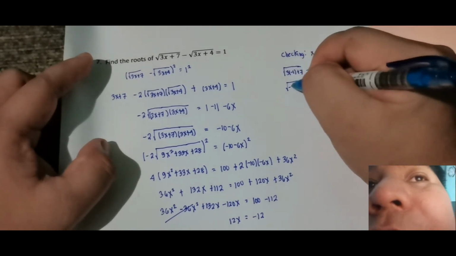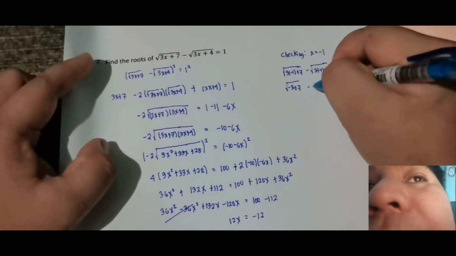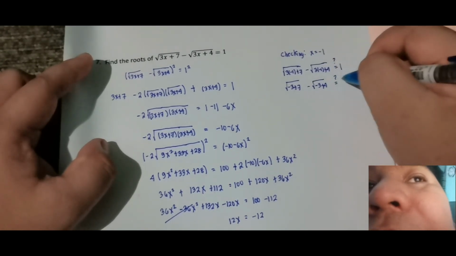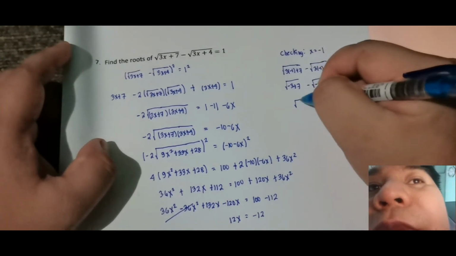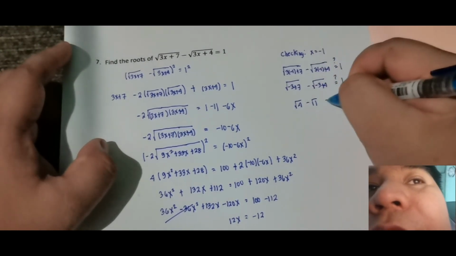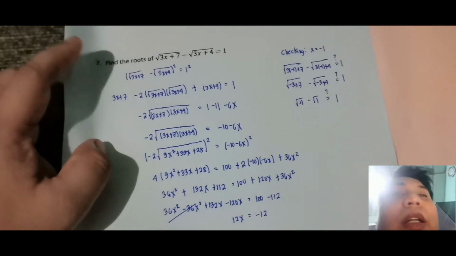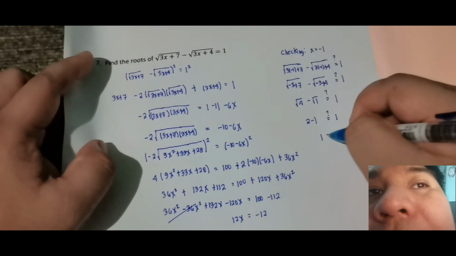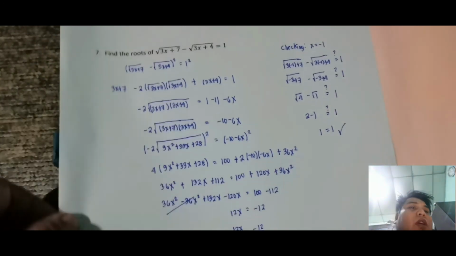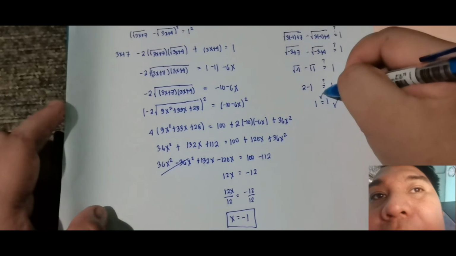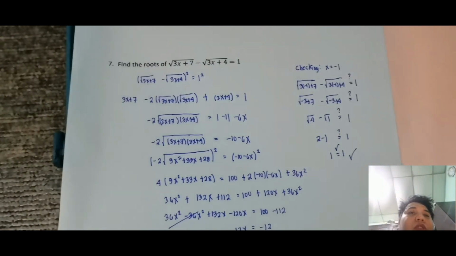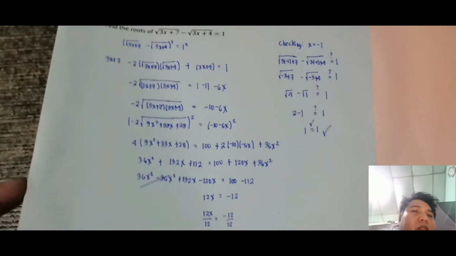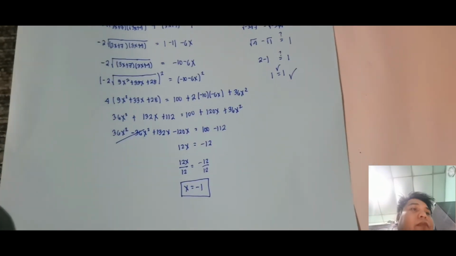So that is equals to negative 3 plus 7 minus negative 3 plus 4, question mark sa 1. Then this is square root of 4 minus square root of 1, question mark, if that is 1. So this is 2 minus 1. Okay, and therefore 1 is equal to 1. So therefore tama yung checking natin. So therefore, ang solution o root ng ating equation na square root ng 3x plus 7 minus square root ng 3x plus 4 is equal to 1 is negative 1.